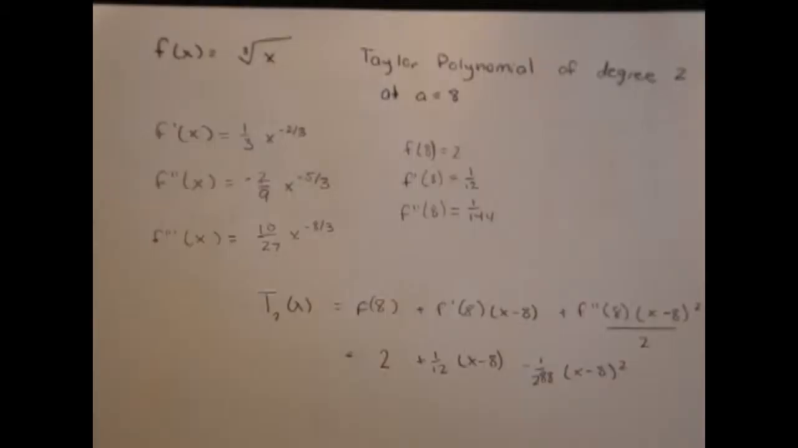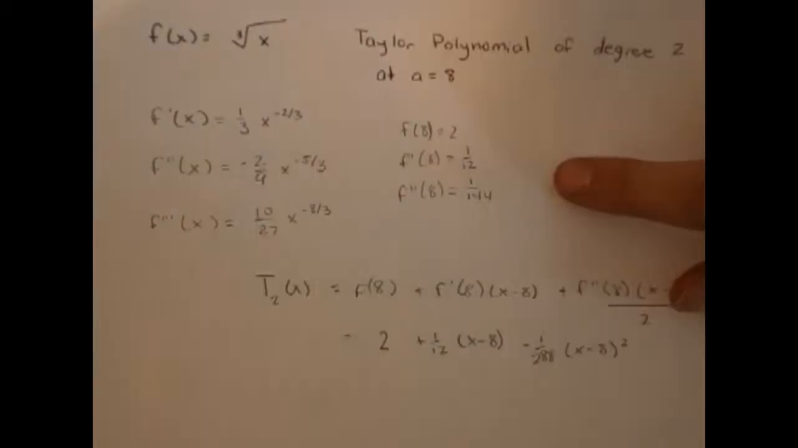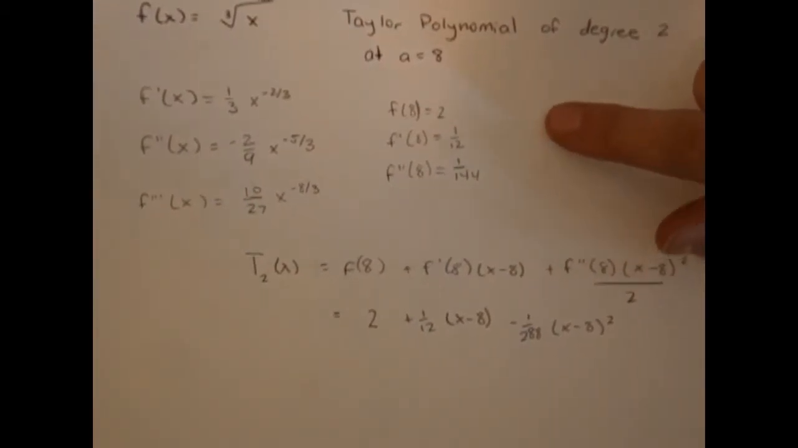Okay, so I've already set up a problem where we have the equation f of x equals the cube root of x, and we're trying to find the second degree Taylor polynomial of this function at a equals 8. I already set up that f prime of x equals 1/3 x to the negative 2/3, and then I have f double prime and f triple prime. I also have their values when x equals 8 over here.